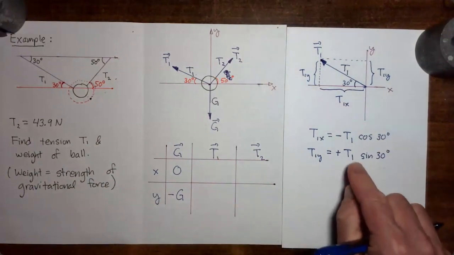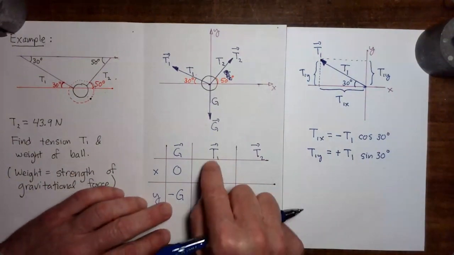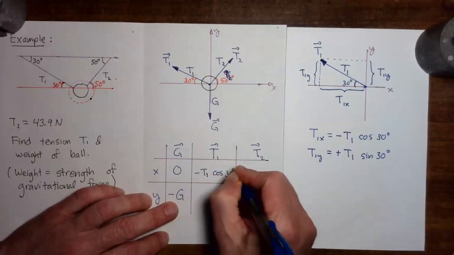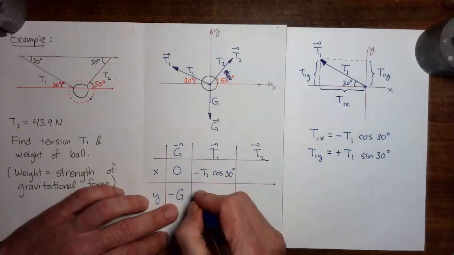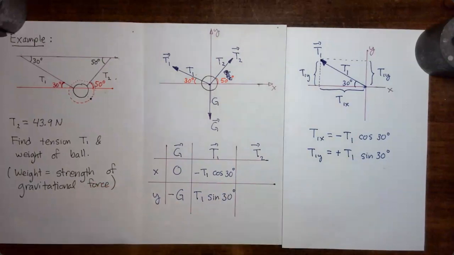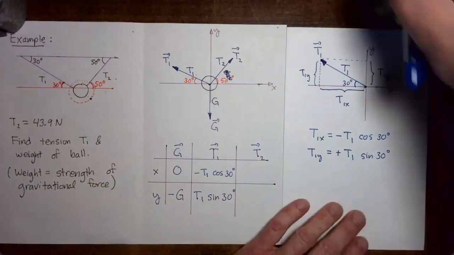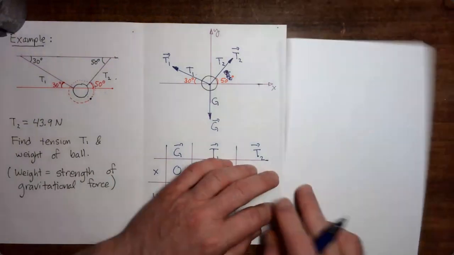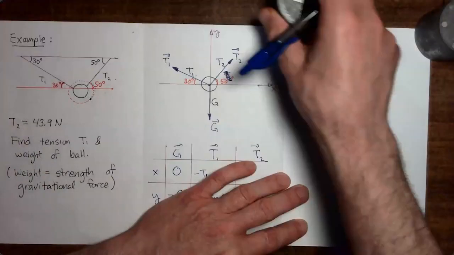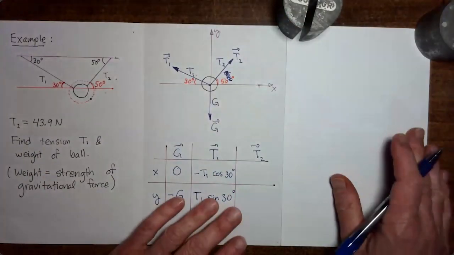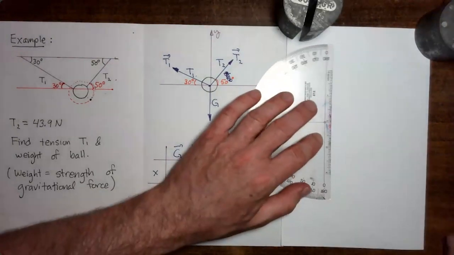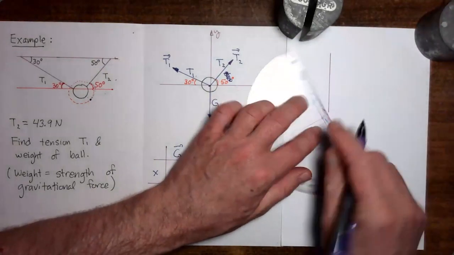Okay, so now I'm going to take those and put those into our table. So tension 1x component is minus T1 cosine 30 degrees. Tension 1y component is plus T1 sine 30 degrees. Now let's do the same for tension vector 2. Okay, so as before, I'm going to give tension 2 its own set of axes.